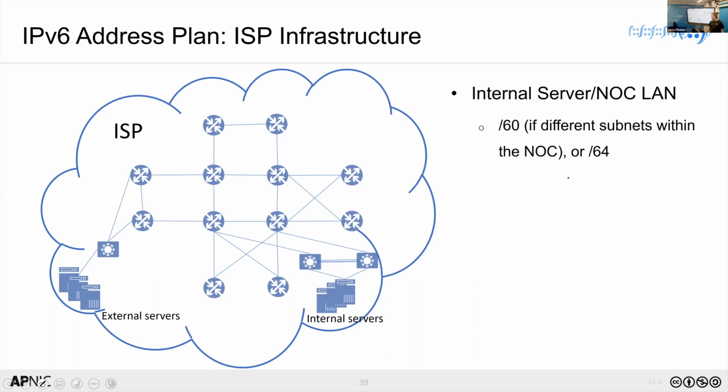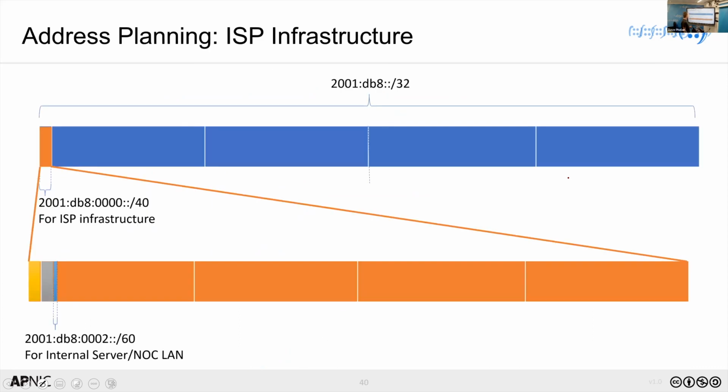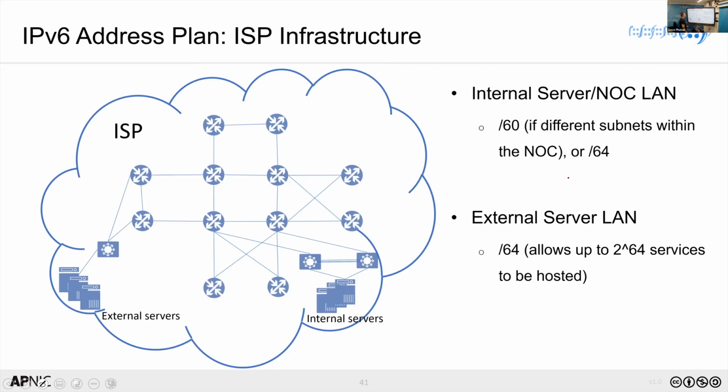So your internal servers, your NOC LAN, you could use a /60 or a /64. If you've got different VLANs or network segments, obviously use a /60. But most people can get away with a /64. So again, tiny little network slice. With our external server LAN, again, you'd probably only use a single /64. That allows you to run 2^64 hosts. Again, this depends on your own network architecture as to how you want to do this. You may, again, decide to assign a /60.